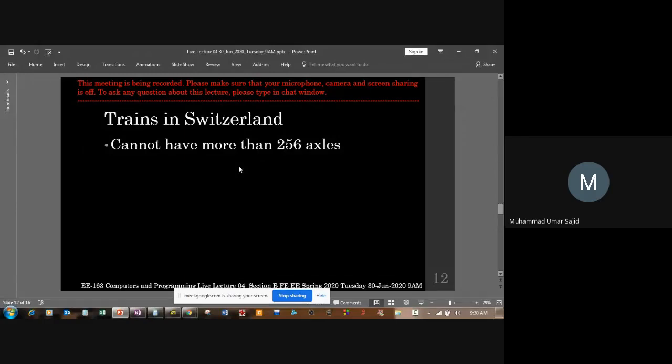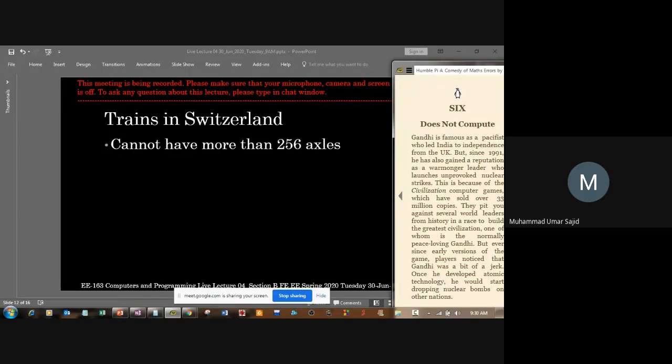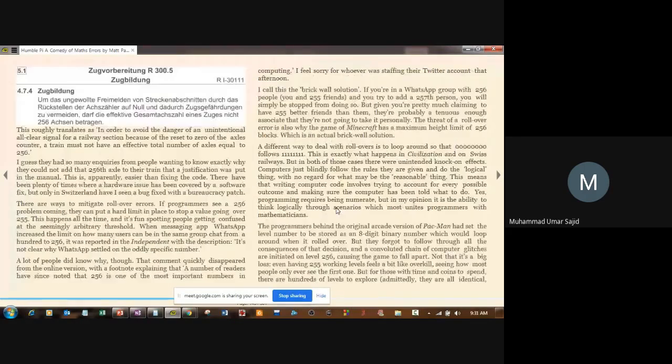Trains in Switzerland cannot have 256 axles as per their code. The reason is that they have some kind of detector to detect that a train has crossed. A train can have a maximum of 256 axles because the number of axles passed on a track is stored by a detector in an 8-bit number. So if a train has more than 256 axles, it will just reset back to zero, resulting in some kind of phantom train. It might not detect those errors.